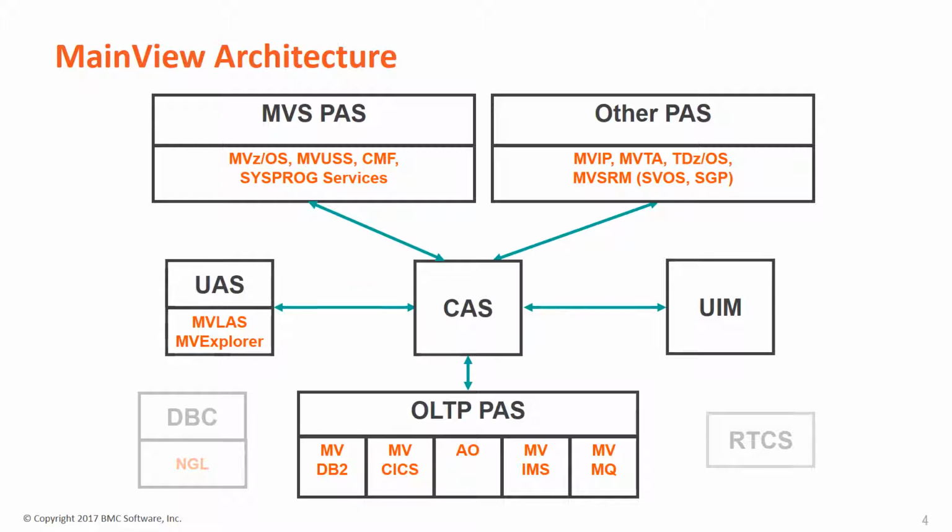And the OLTP PAS can host multiple MainView solutions, including MainView for DB2, MainView for CICS, all the various AO solutions, MainView for IMS, and MainView for MQ.